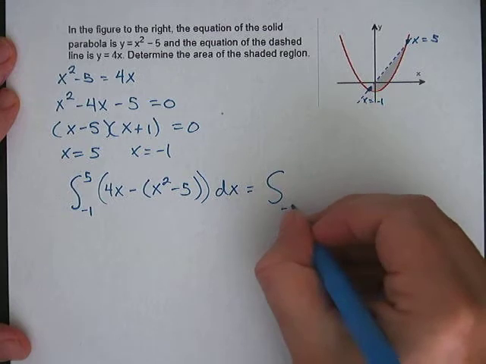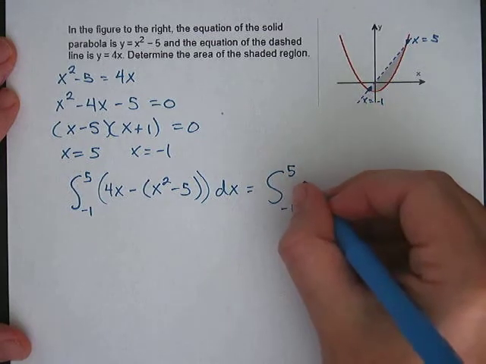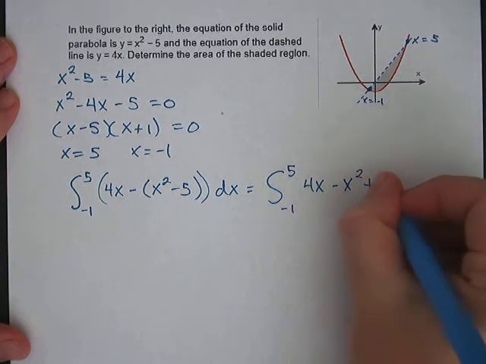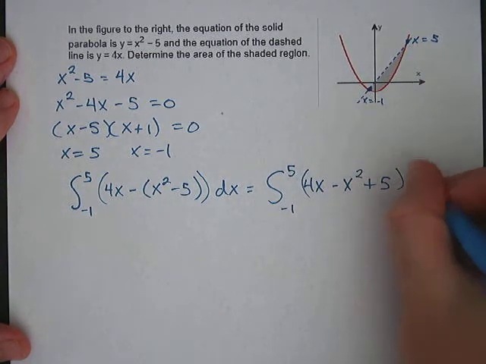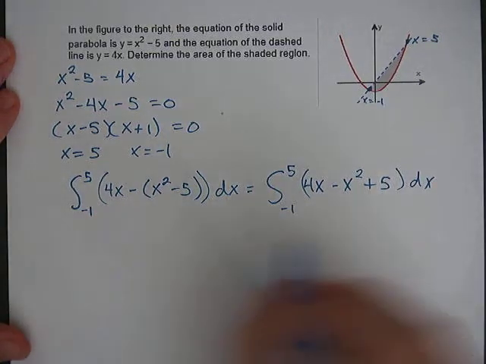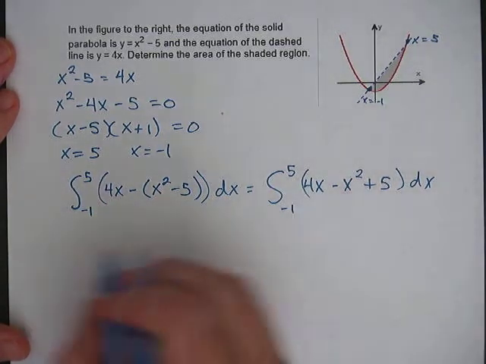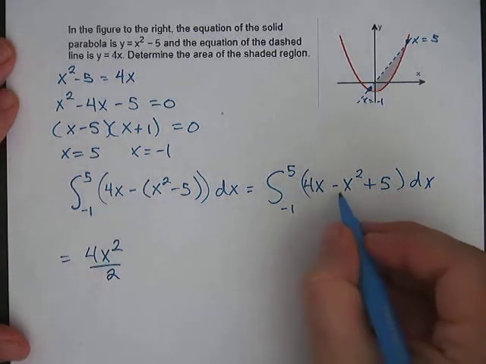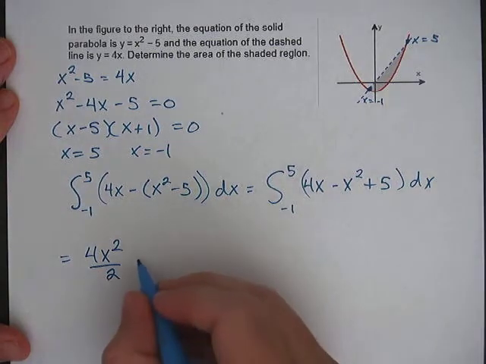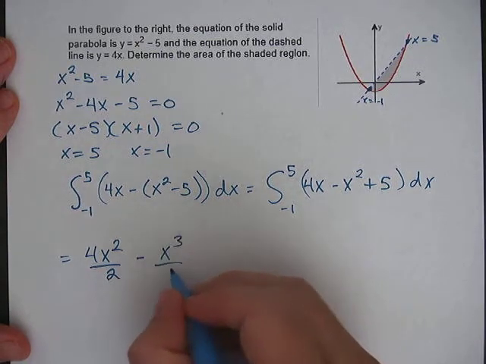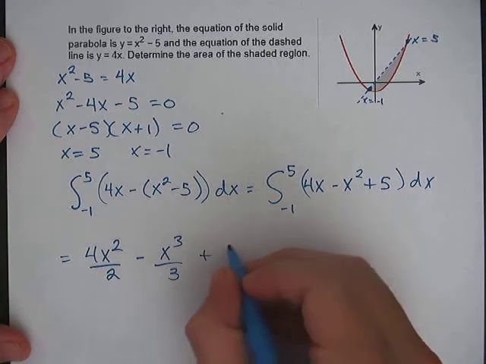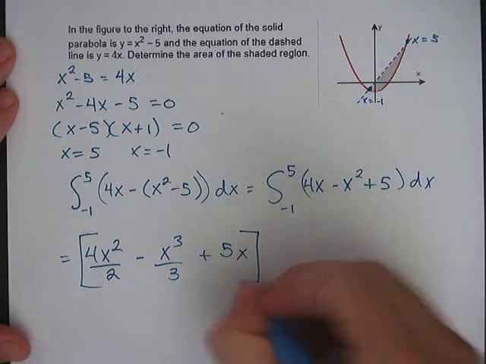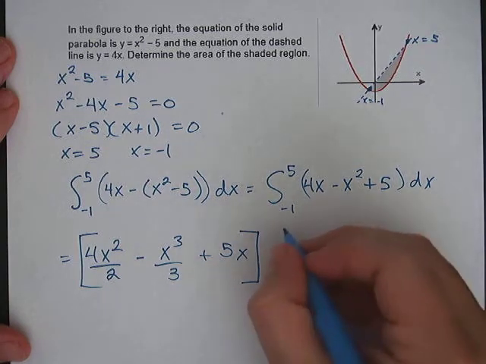Let's clean that up. Negative 1 to 5 of 4x minus x squared plus 5. If you want, you can put that in the correct order if it bothers you. Let's go ahead and take the integral. So the antiderivative of 4x would be 4x squared over 2. This negative x squared, so minus x cubed over 3, and then plus 5x. And we don't have to put plus C because we have limits of integration from negative 1 to 5.